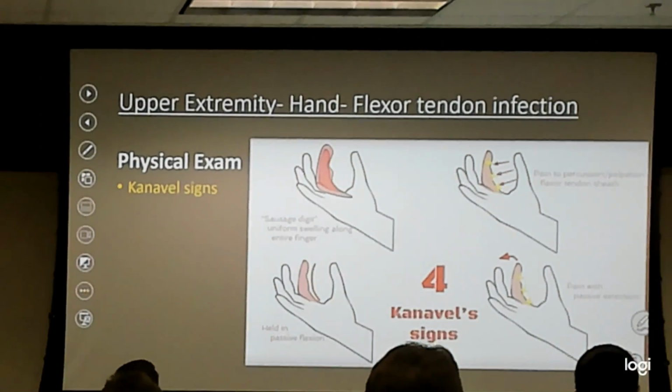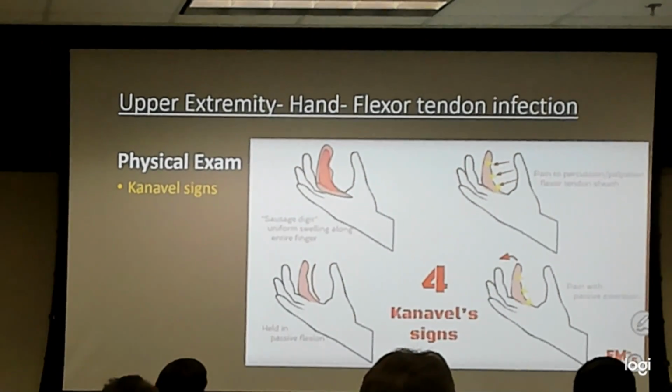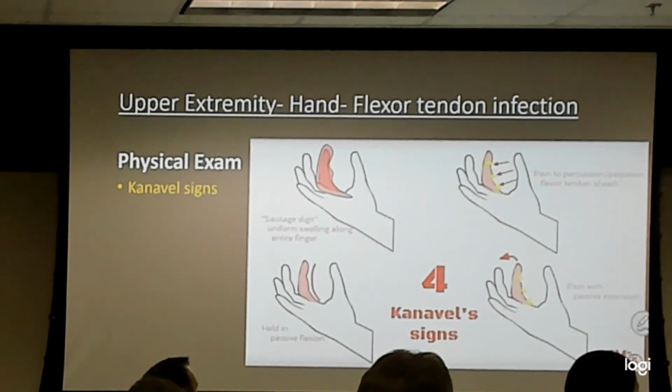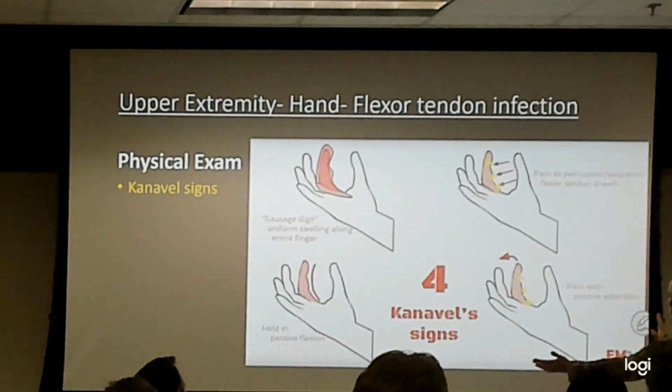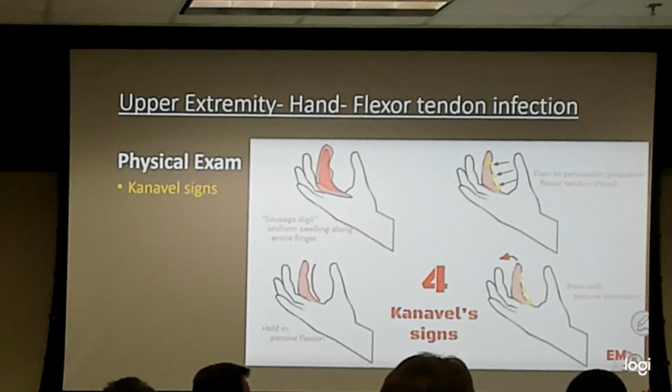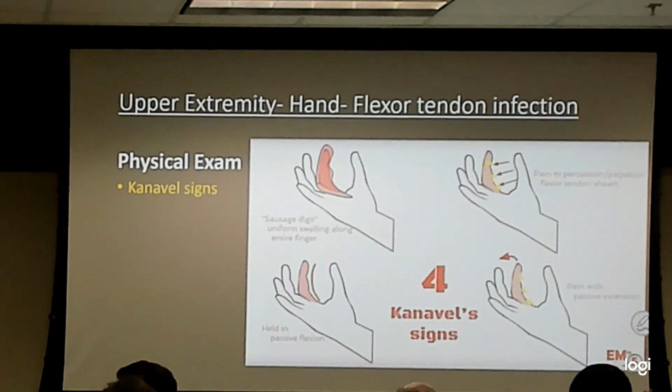Okay, Kanavel signs. This should be your second time through this, right? Pathology didn't cover this? Excellent, I love this opportunity. Kanavel signs. It's an eponym. I'm sorry, we'll come up with a better term someday. There are 4 of them. The first is sausage digit. When you look at the finger, you say, that looks like a hot dog.